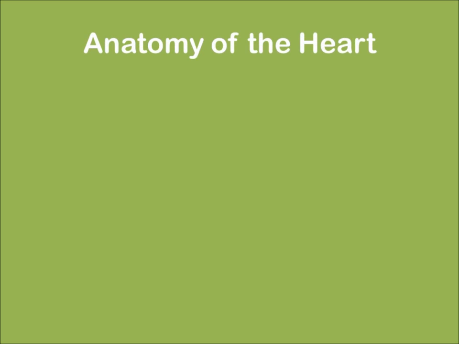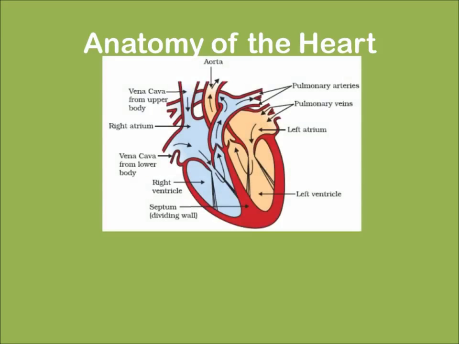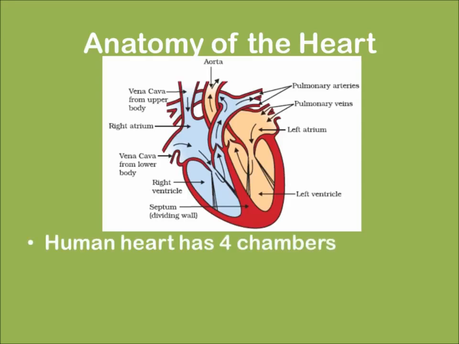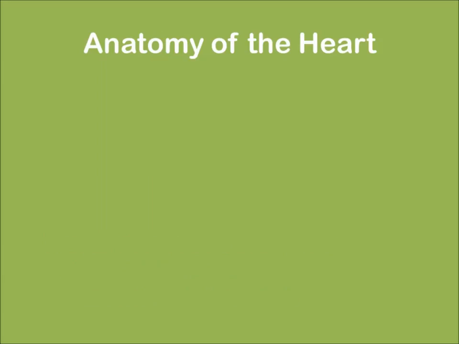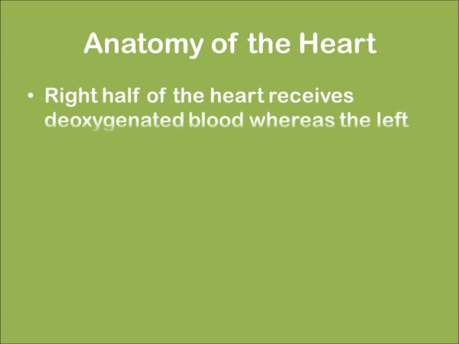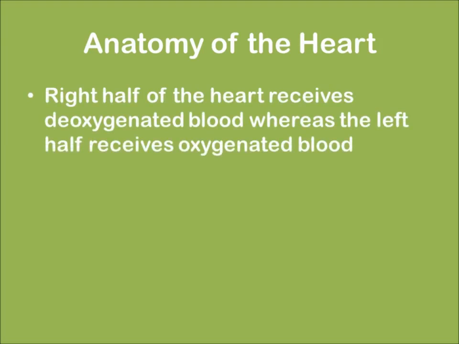So let us look at the anatomy of the heart. This is how the heart looks when cut. The human heart has 4 chambers, 2 of which are called atria, which are the above ones, and the bottom 2 ones are called the ventricles. The right half of the heart receives deoxygenated blood, whereas the left half receives oxygenated blood.